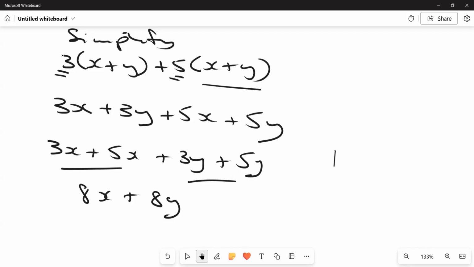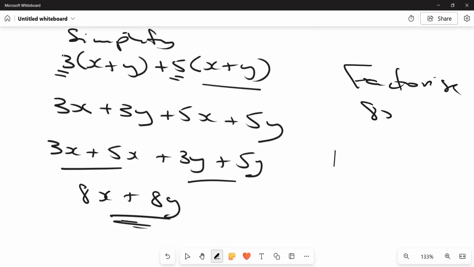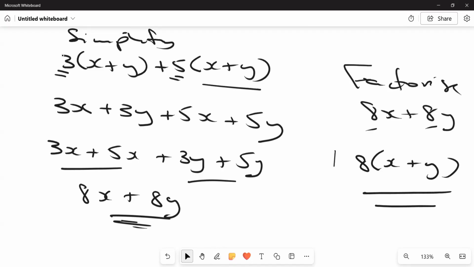So you can use the distributive law to expand things, and you're able to simplify. You could take this now and factorize it. I can ask you to factorize 8x plus 8y. You look for the highest common factor here, which is 8. Put it to the front, and you put the x plus y in the bracket. It's like you divide each term: 8x divided by 8 gives you x, plus 8y divided by 8 gives you y. So you write it there, and you factorize it.